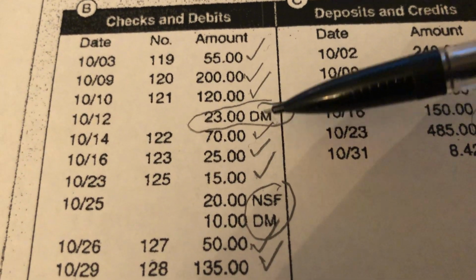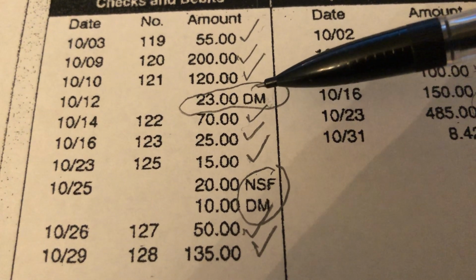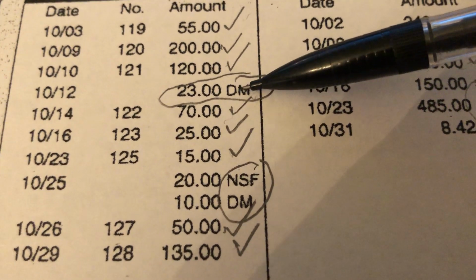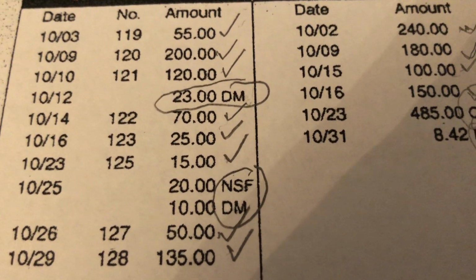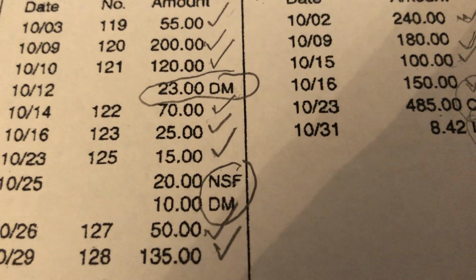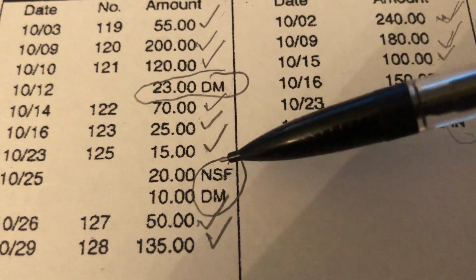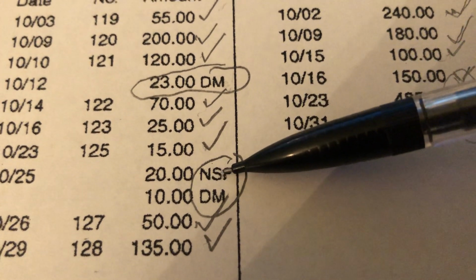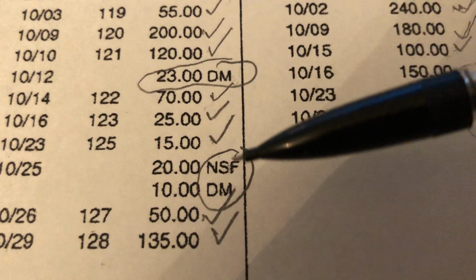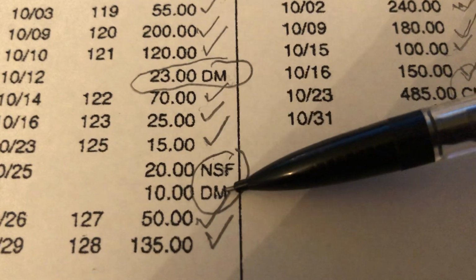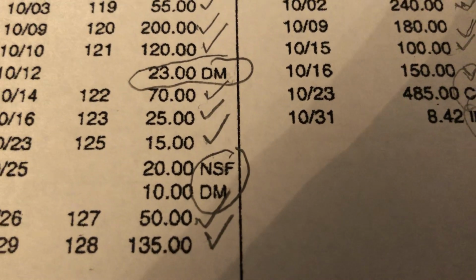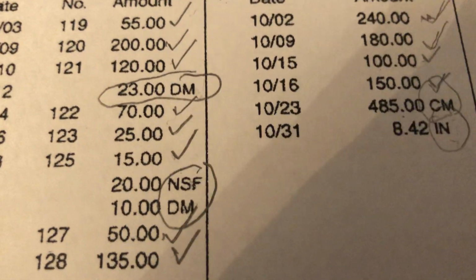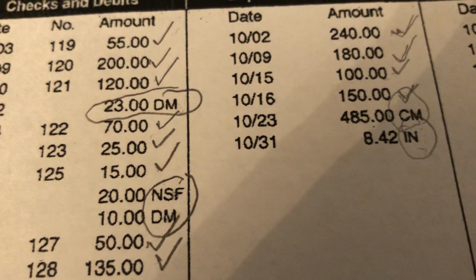What that means is in this case, I believe it was some checks that we had ordered and they charged us $23 for them. Then we have an NSF check where somebody gave us a bad check. Maybe that's a fee for that check. It was not a good check, so we're charged a fee. And then the $10 DM was a safe deposit box charge. We got a safe deposit box. So we want to subtract those three items from our check register.